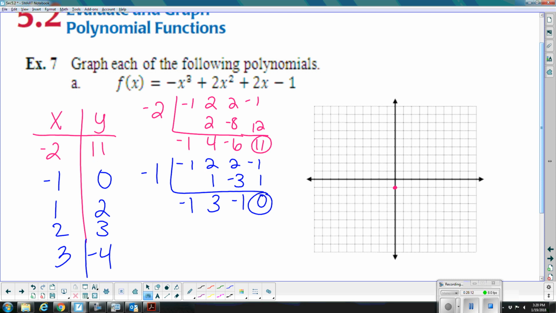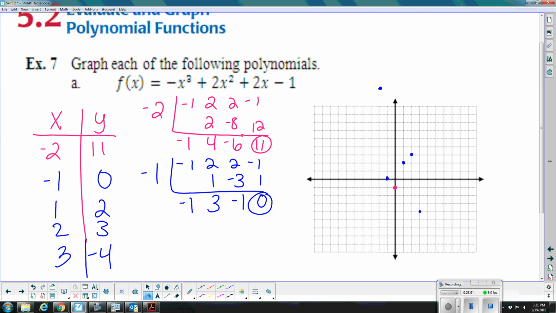All right, so now you have to plot those points. I plotted already (0, -1). Now I'm going to plot (-2, 11). And it's going to be a little bit off my grid, but that's okay. Just estimate about where you think it would end up. (-1, 0), (1, 2), (2, 3), and (3, -4).